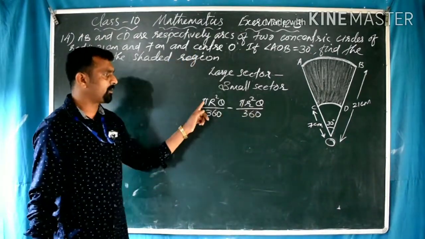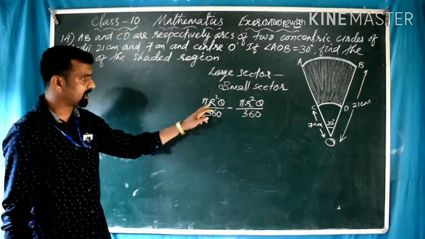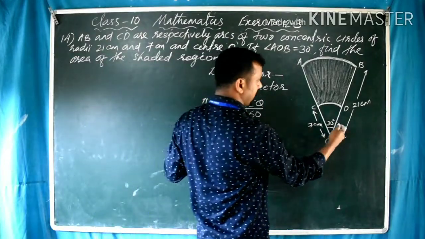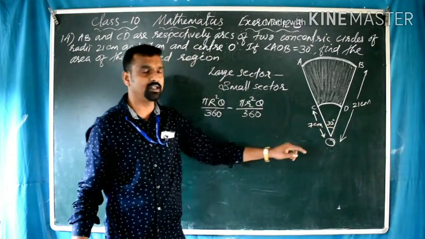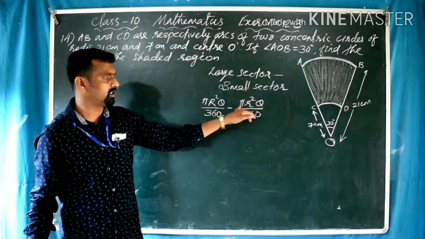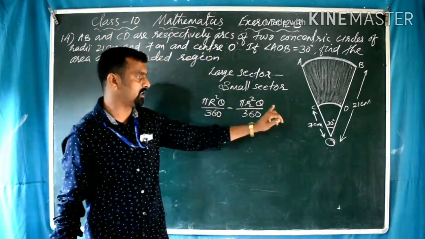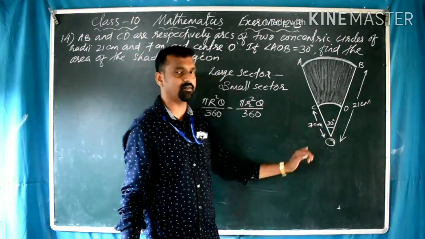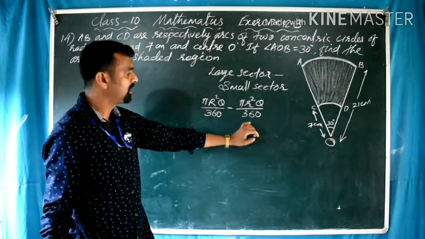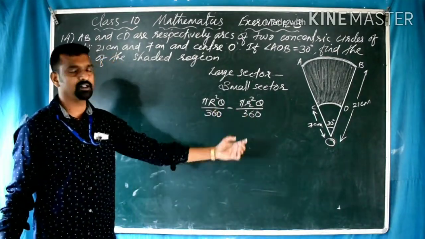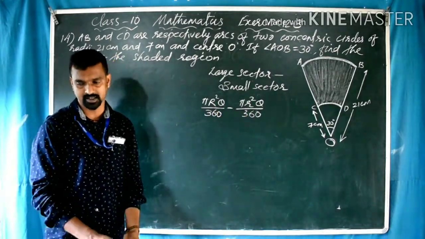Pi is equal to 22 by 7 and capital R, the radius of the large circle, is 21 centimeter. Central angle theta is 30 degree divided by 360, minus pi, 22 by 7, r square, the radius of the small circle, that is 7 centimeter, into theta, the central angle, which is the same 30 degree divided by 360. Then subtract these two, and we will get the area of the shaded region.